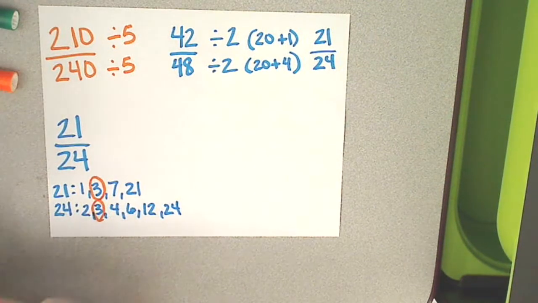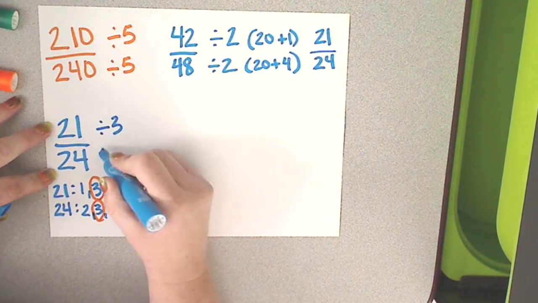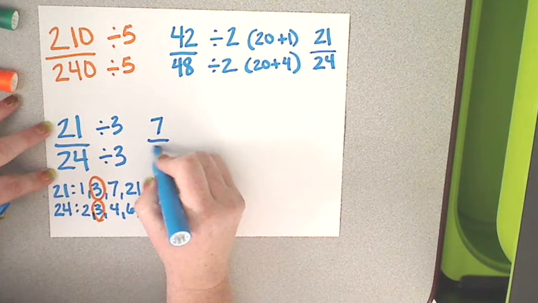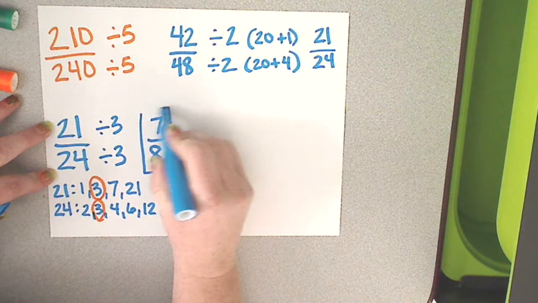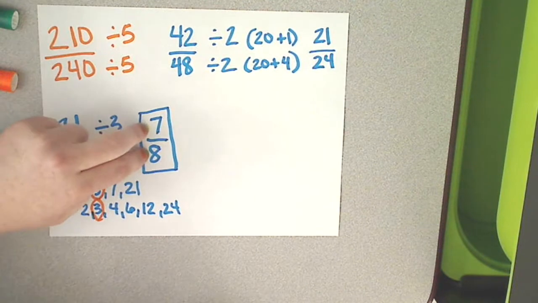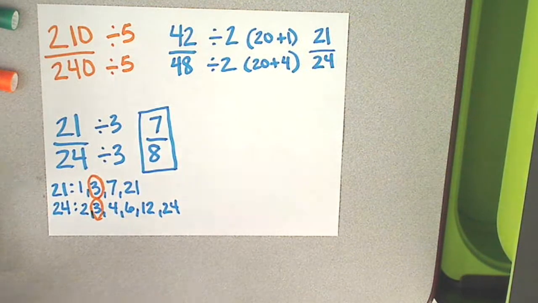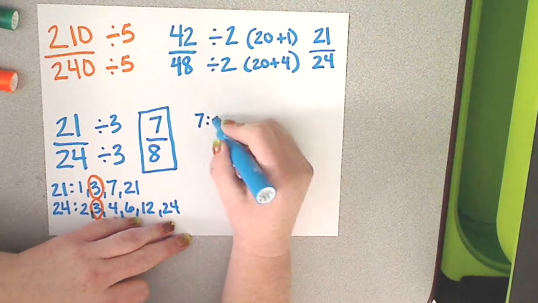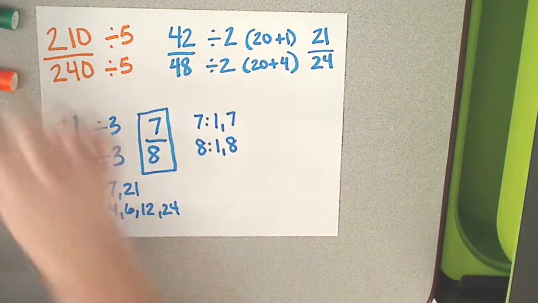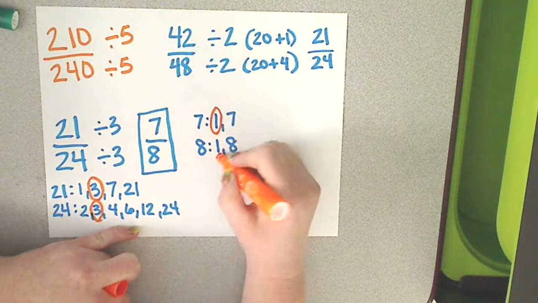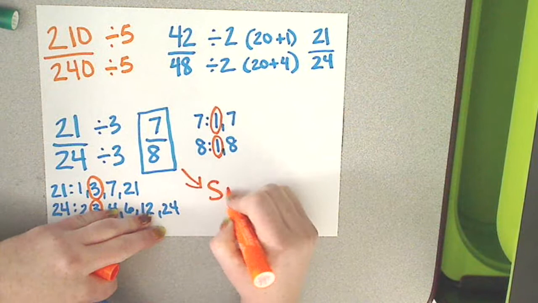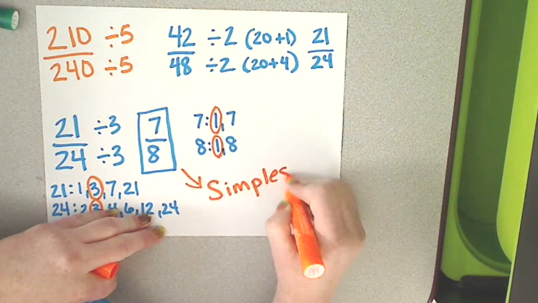So I'm going to divide my numerator and my denominator by 3. 21 divided by 3 is 7. 24 divided by 3 is 8. So our final simplified fraction is 7/8 because we can only divide both of these by 1. Their factors are now 1 and 7 and 1 and 8, which means that the greatest common factor is 1, so therefore this is now in simplest form.